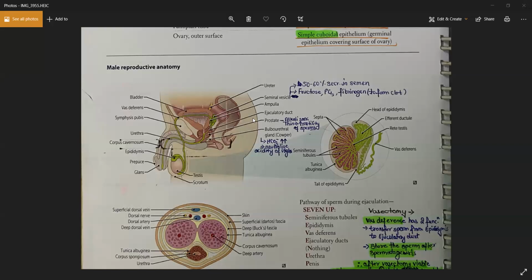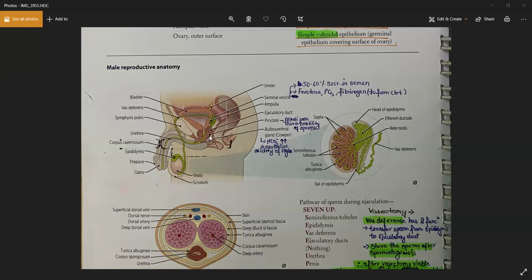You must remember the function of this prostate: alkaline secretions. Then again you have the bulbourethral glands that will again secrete the bicarbonate, and that will neutralize the acidity of the vagina. Okay, these are the final glands. As you can see, these are the bulbourethral glands.